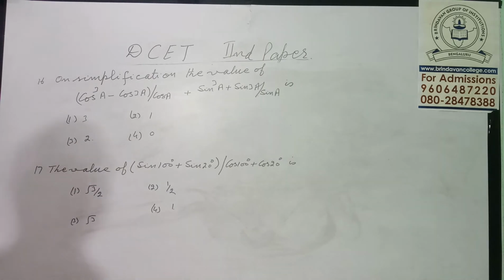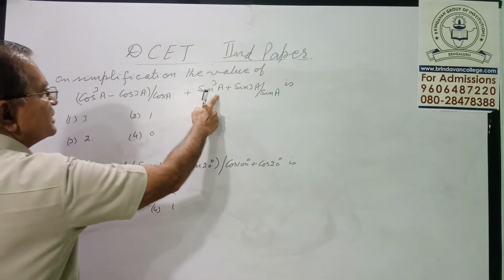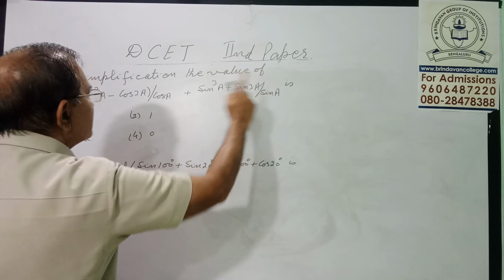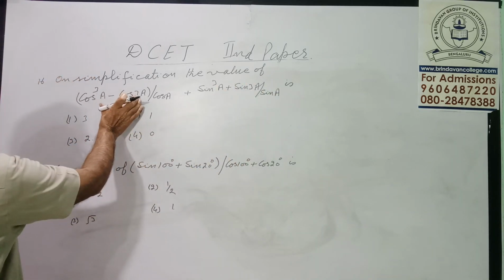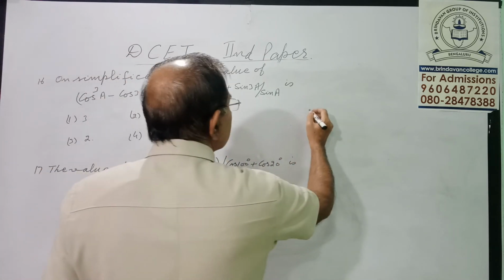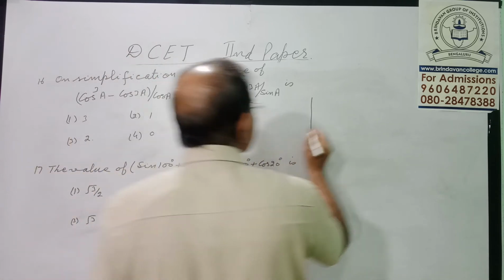Now question 16. On simplification, the value of (cos cube A minus cos 3A over cos A) plus (sin cube A plus sin 3A over sin A) will be. This fraction is as a whole, this fraction is also as a whole. How will you solve it? Use the identity of cos 3A.